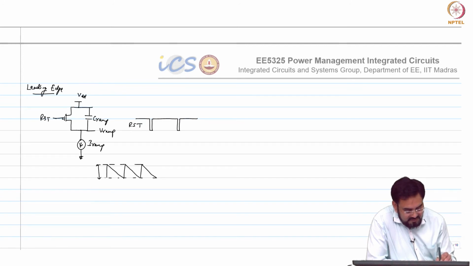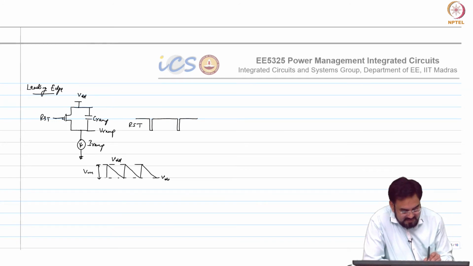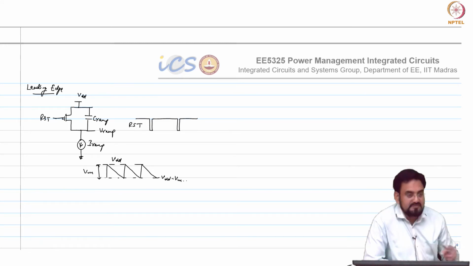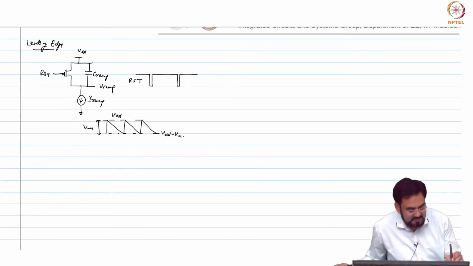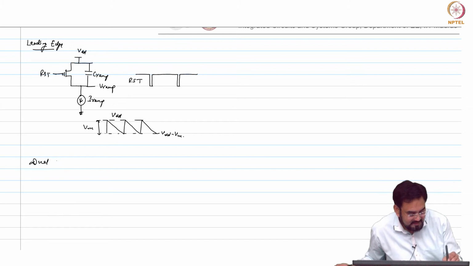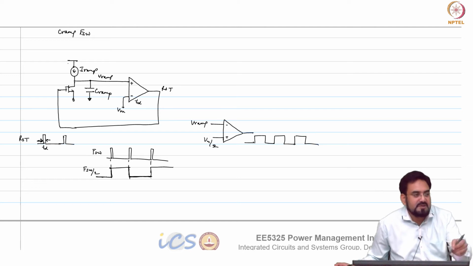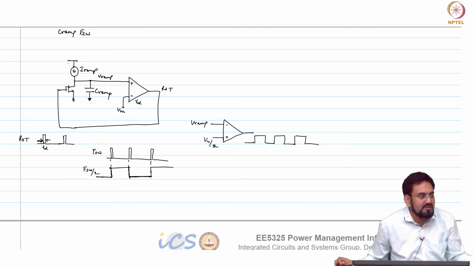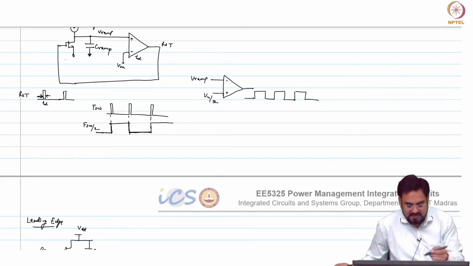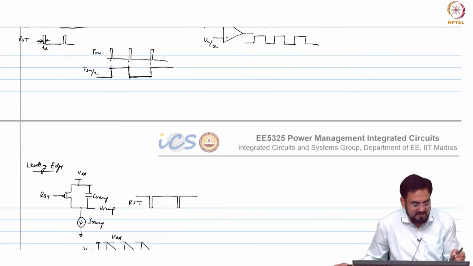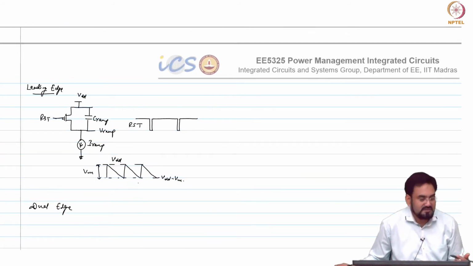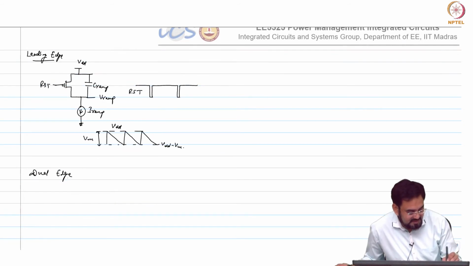So, this is your VM, this is your VDD, and this will go to VDD minus VM. Okay. So, for dual edge, and if you want to do the oscillator, you can do the same way. Just connect that PMOS, and with the comparator will now reset, and the waveform you get at a VRAM will be exactly like this. Dual edge.